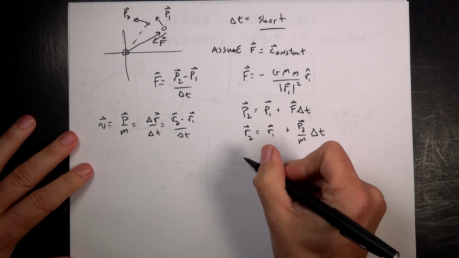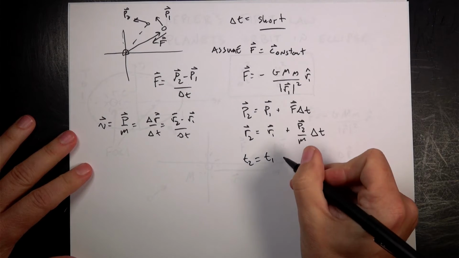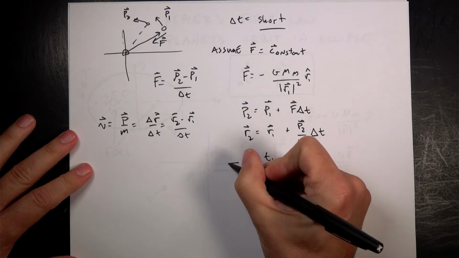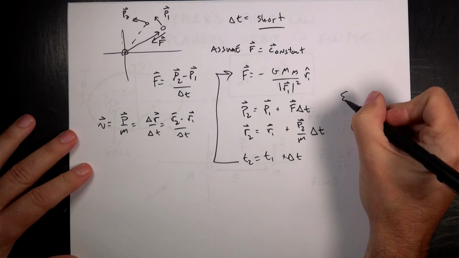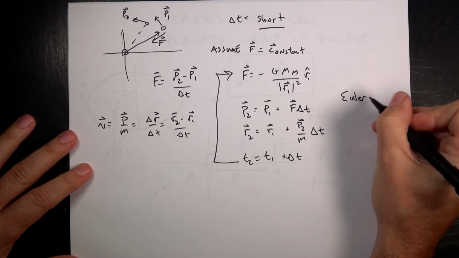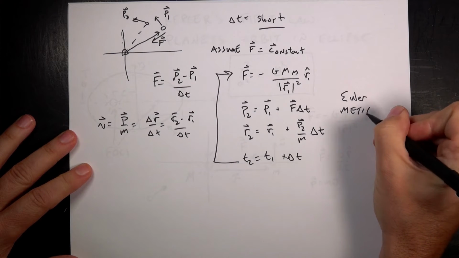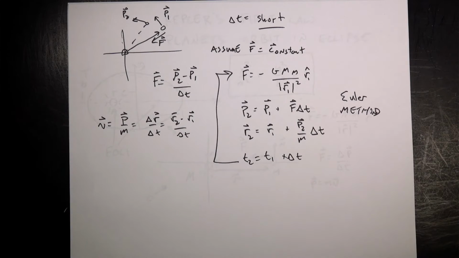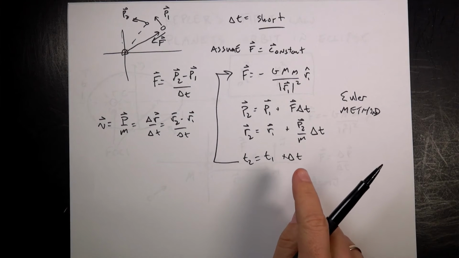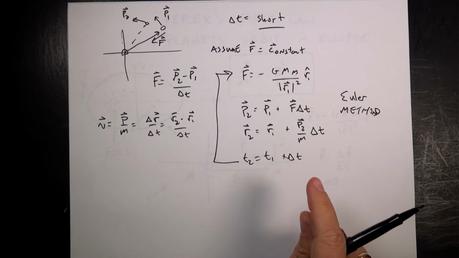And then I'm going to update time. T2 equals T1 plus delta T. I'm going to show you something in just a second. And then I'm going to go back up here and repeat the whole thing. And this is the Euler method of numerical calculations. It's kind of a big deal. It's very simple. It works very well with a small time interval, and it's a lot of work if I want to do a whole bunch of these, but that's why we have a computer.